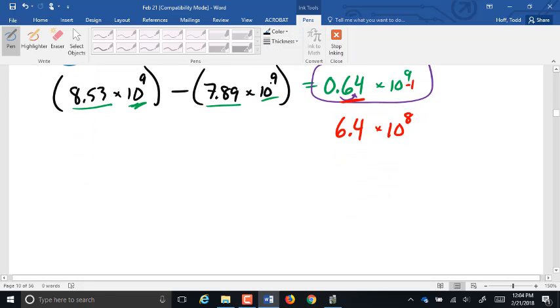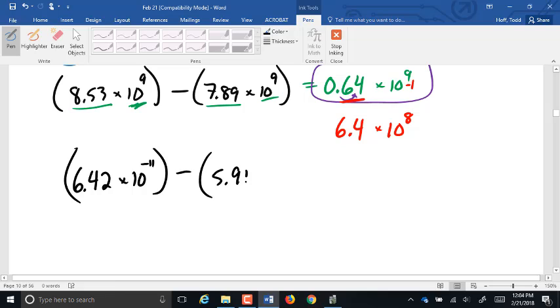If we have negative powers of 10, we might have 6.42 times 10 to the negative 11th minus 5.91 times 10 to the negative 11th. Again, we have the same power of 10, so we can just go ahead and proceed. 6.42 minus 5.91 is 0.51. We keep the same name, so times 10 to the negative 11th.